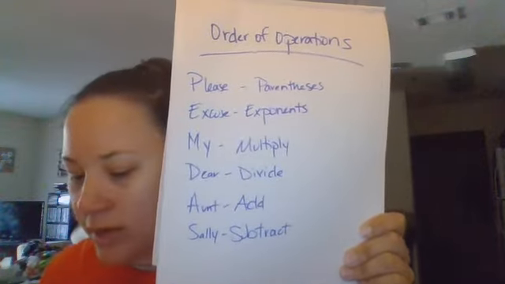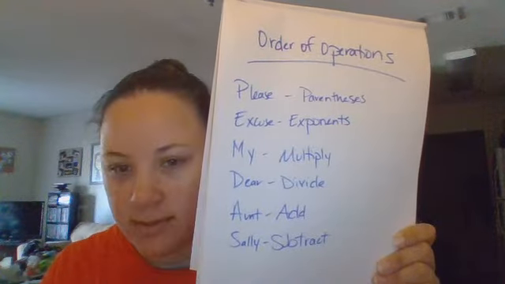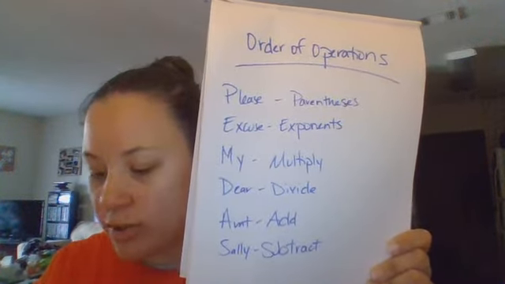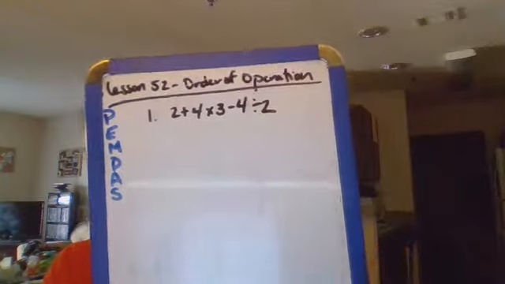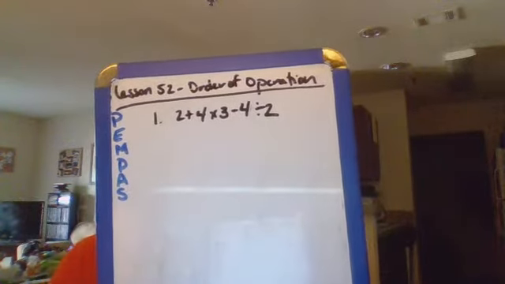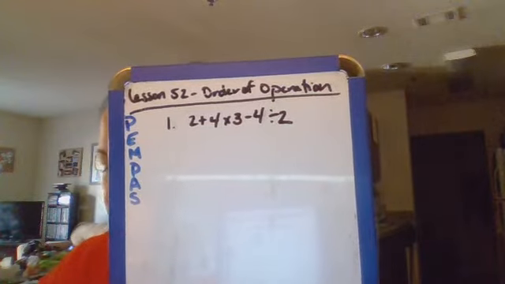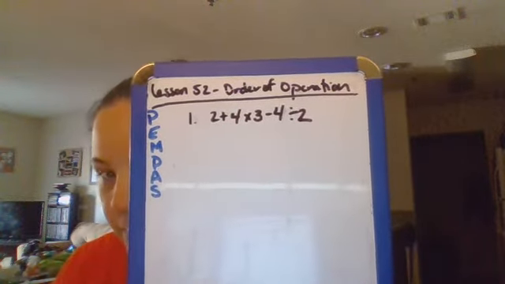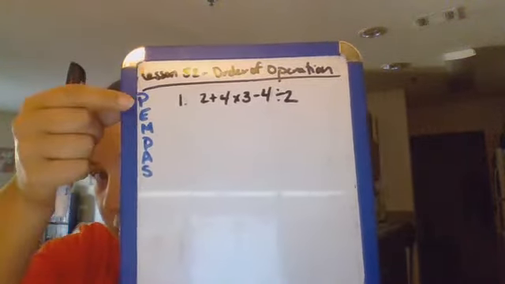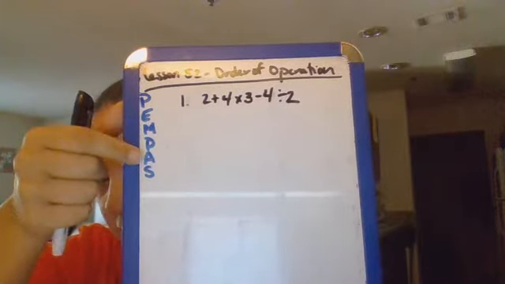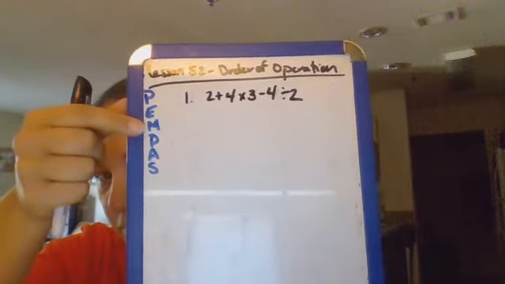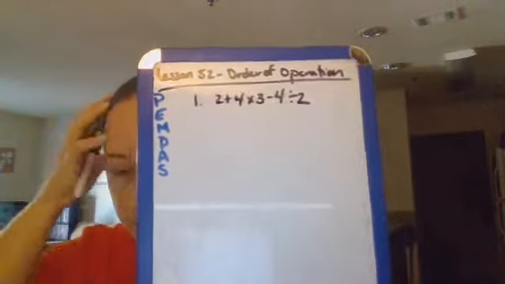So we're going to go ahead and do a couple of equations, using the order of operations to solve them. So our first equation is 2 plus 4 times 3 minus 4 divided by 2. And I wrote it over here to the side. Please excuse my dear Aunt Sally. Parentheses, exponents, multiply, divide, add, subtract.